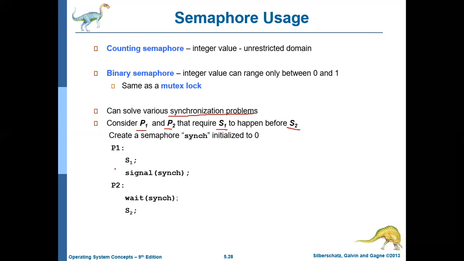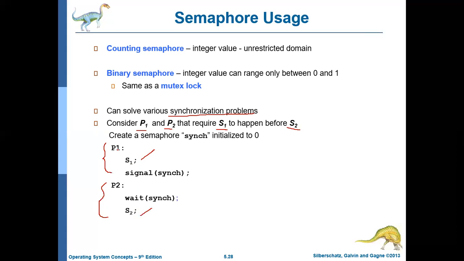So this is the part of process P1, and this is the part of process P2. Two different processes. Okay. So in process P1, this is the statement S1. So what we discussed, S1 should execute before S2, and S2 should execute after S1. Okay. So this order should be maintained.